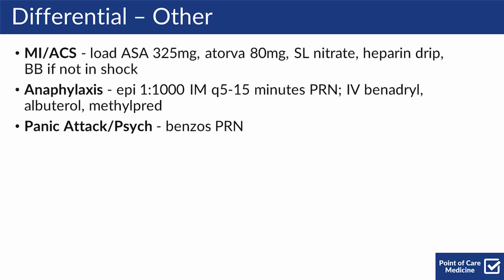Other things you should keep on the differential include MI or ACS, in which case you go down the ACS pathway, loading with aspirin, giving atorvastatin, considering nitrates, and a heparin drip, and a beta blocker if the patient isn't in shock. Also worry about anaphylaxis, in which case you give epinephrine IM every 5 to 15 minutes as needed, IV Benadryl, albuterol, and potentially methylpred, and also be thinking about panic attacks or psychiatric etiologies, in which case benzos may be the most valuable.